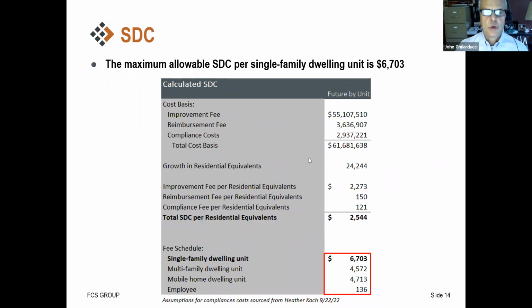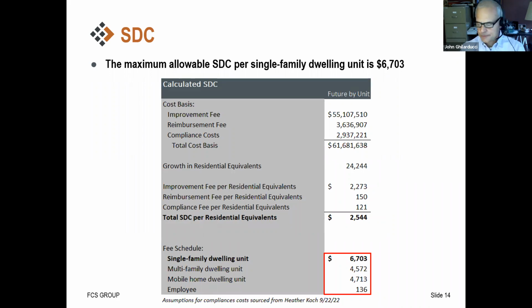Okay, so this first one is the district as it is right now. For that improvement fee, this is the sum total of all the projects on the list and their allocations to growth. So it's not the total project list, it's just the portion of the list which is growth related, about 55 million. We were also able to identify about 3.6 million in reimbursement fee eligible costs. So this is where the district, by our math, has a slight surplus in parks. That's available to be part of that sort of buy-in charge. So that's about 3.6 million.